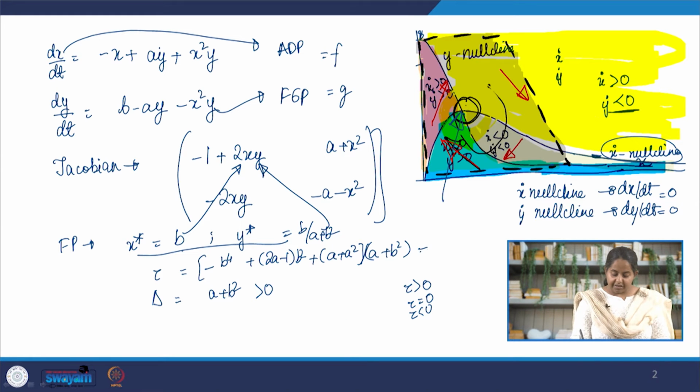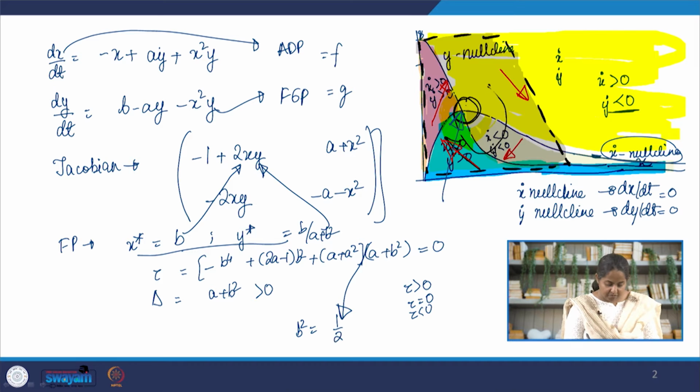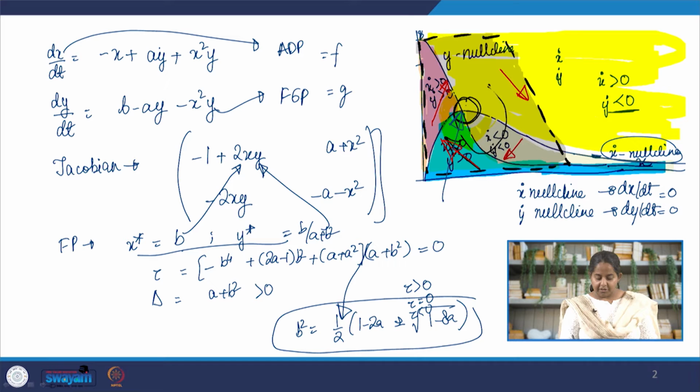If we set this equal to 0, we get a very interesting critical situation where the intersection of the two null lines is transitioning from stable to unstable or vice versa. And when you put tau equal to 0, what we get is that b squared is equal to half of 1 minus 2a plus or minus the root of 1 minus 8a. So we know that this is the curve. And don't worry, in the exam I will not ask you to do these lengthy equations. It's just a demonstration, and it's also a very important model that has been used in various systems, including environmental systems. Okay, so we get this system for tau equal to 0.